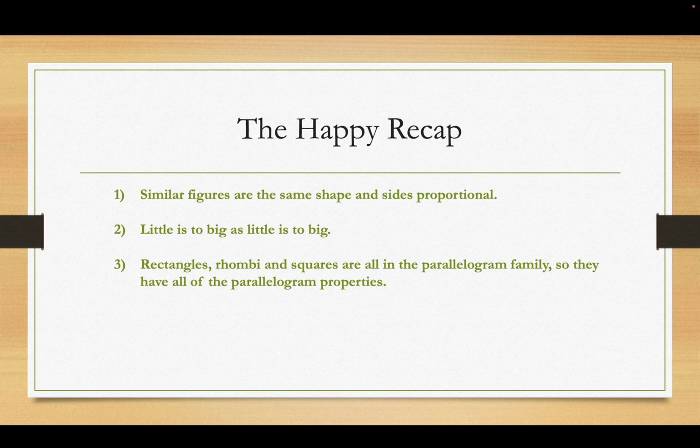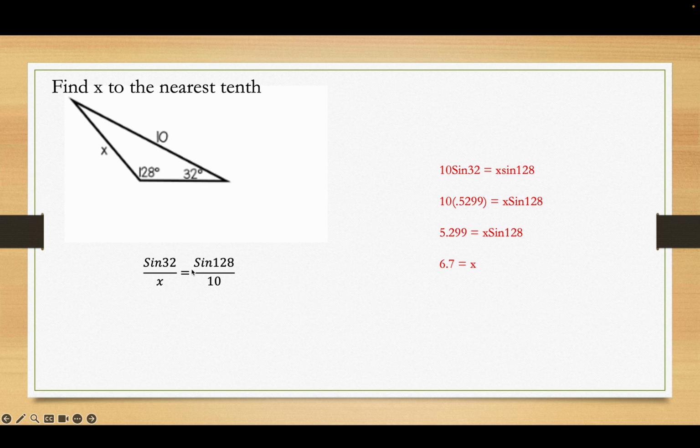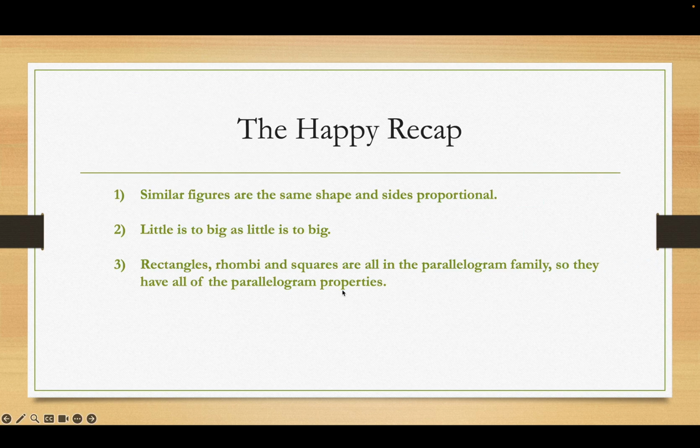Okay, so happy recap. Similar figures are the same shape, and the sides stay proportional. Little is to big as little is to big. And then rectangles, rhombi, squares, they're all in the parallelogram family, so they have all the parallelogram properties.